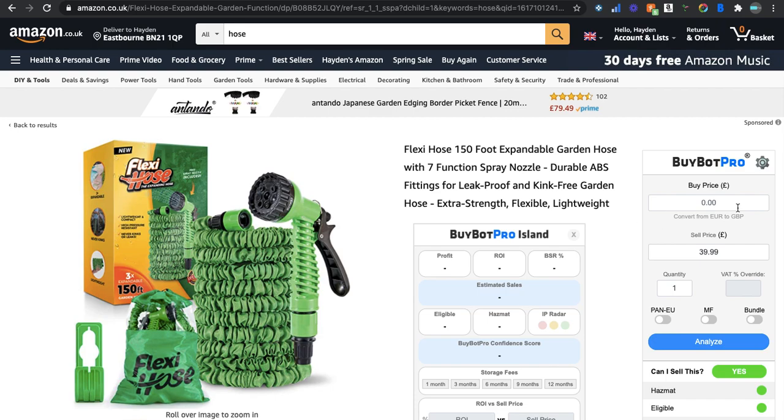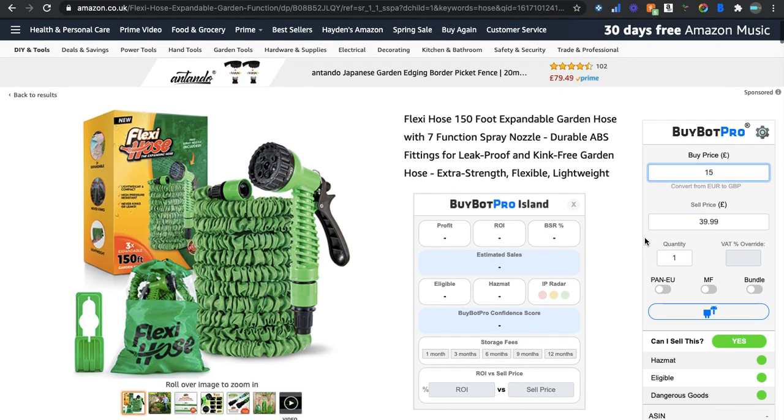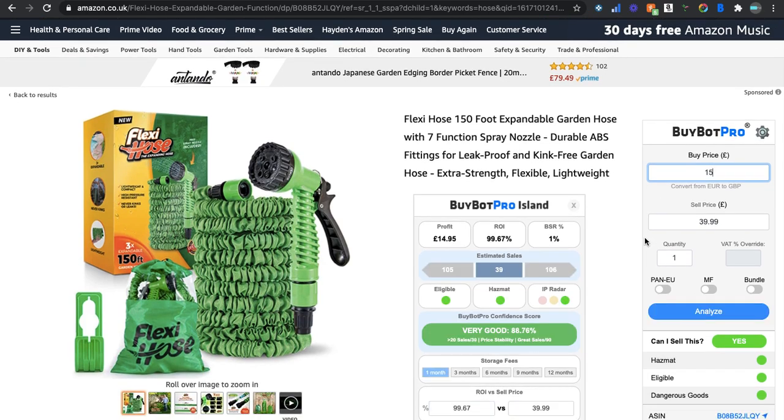So I'm going to show you how to do this before, because otherwise you can't find deals and then not know how to analyse them to check they are deals. So I need to show you this to start with. So let's just pretend that we found this for £15. What we're going to do is type it into our deal analyzer. In this video, I'm using BuyBot Pro.